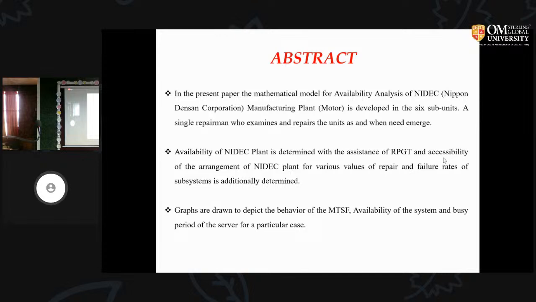A single repairman examines and repairs the units as and when need emerges. Availability of NIDAC plant is determined with the assistance of RPGT. I'll tell you this also in the next slide. And accessibility of the arrangement of NIDAC plant for various values of repair and failure rates of subsystems is additionally determined. Graphs are drawn to depict the behavior of the MTSF, that is mean time to system failure, availability of the system, busy period of the server for a particular case. I'll show you these graphs in the further slides.